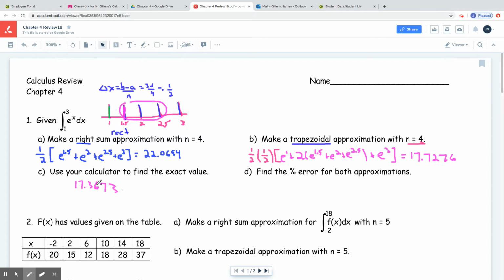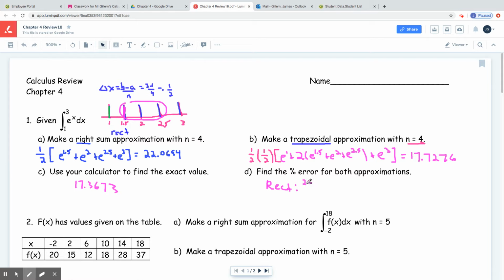Whatever the exact values should be closer, probably, to the trapezoidal approximation. Okay. Now, to find the percent error for an approximation, what you're going to do is subtract. So first we have to do it for rectangle. To do it for rectangle, you're going to subtract your two answers: the answer that is what you got minus the answer of what the exact value is.